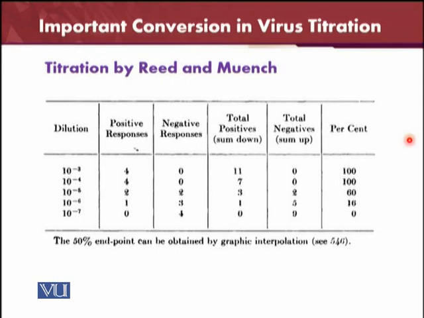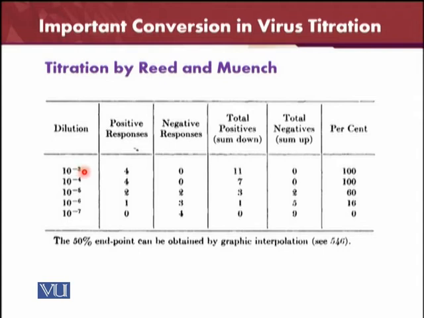Then there is titration by lethal dose 50 using the Reed and Muench method. With the Reed and Muench method, the data has been taken from the same research, and we see how to calculate it. Here it is also called the 50% endpoint procedure. Dilutions are again the same, starting from 10 raised to the power 3 and going toward 10 raised to the power 7. Then the positive responses are the animals which died, and the negative responses are the animals which survived.